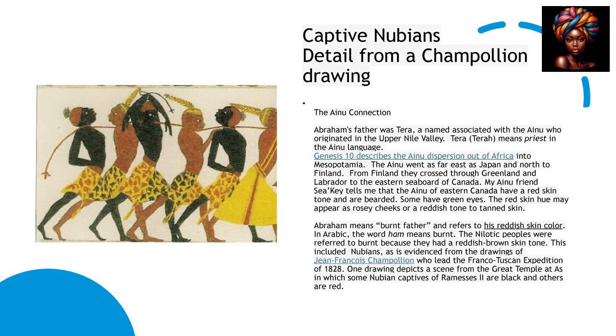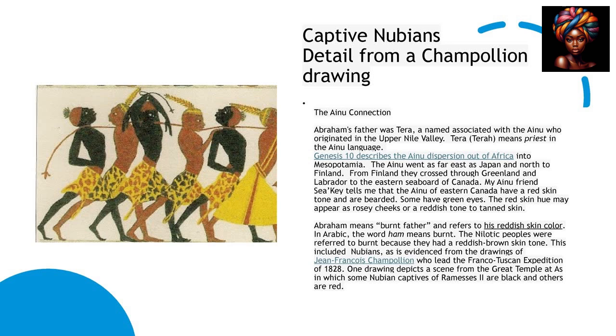Sorry. Next. It says, captive Nubians, detail from a Chapulinian drawing. It says, the new connection. Abraham's father was Terah, a name associated with Anu, who originated in the Upper Nile Valley. Terah means priest in the Anu language. Genesis 10 described their new dispersion out of Africa into Mesopotamia. Again, that's where his relatives came from, out of Africa into Mesopotamia.